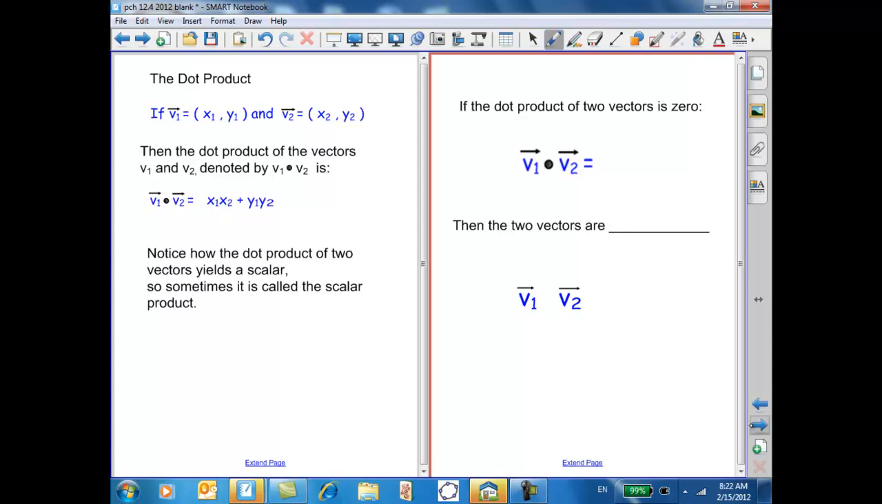Not so big that it gets the size of your eyeball, but big enough that you can tell the difference between that and multiplication. Because remember, sometimes you use a dot for multiplication. So that's why we like to make it substantial, okay?